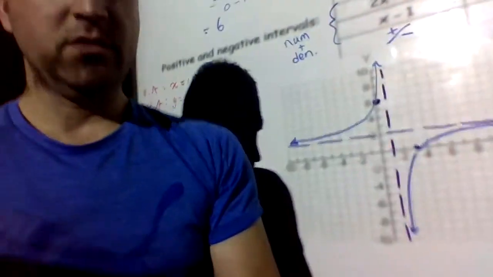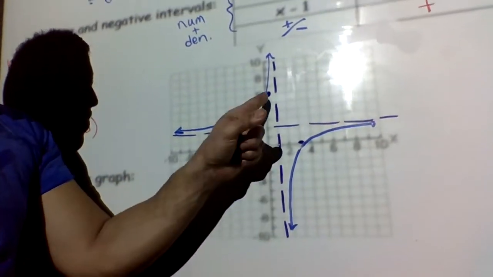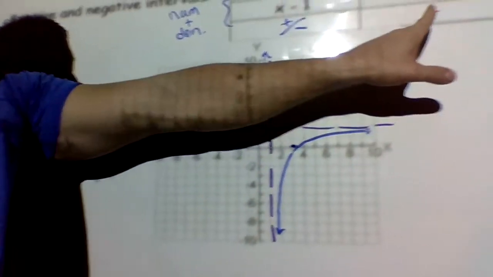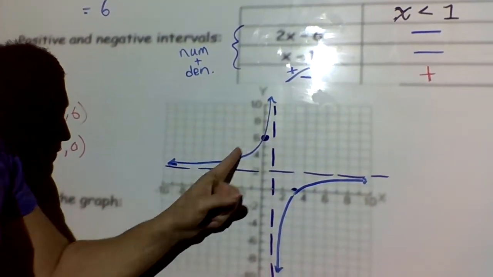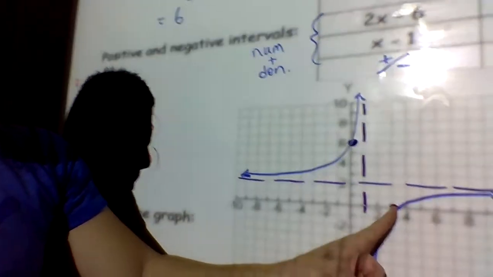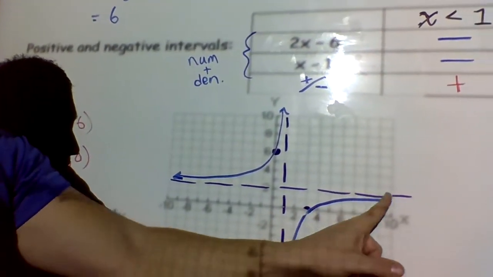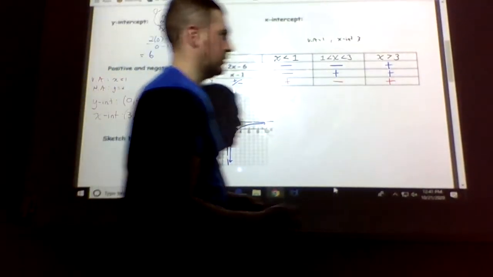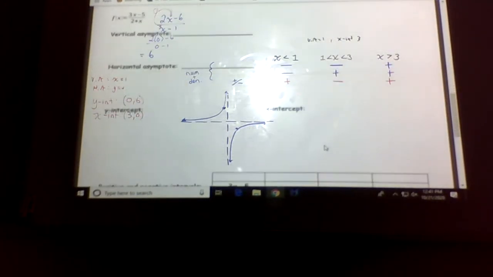Okay, so vertical asymptote, horizontal asymptote, y-intercept, x-intercept. When it's less than 1, we have a positive answer. We're above the x-axis here. Okay, when it's between 1 and 3, we have a negative. So here below the x-axis, between 1 and 3, below. And then after 3, it's positive. Okay, next one. Or the last one.